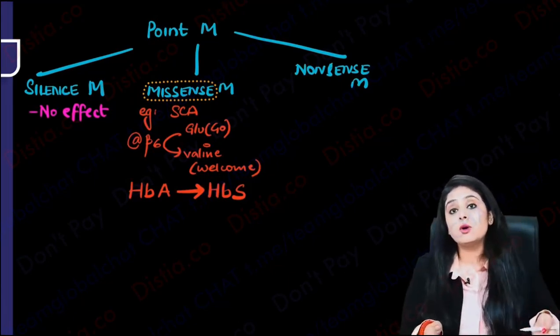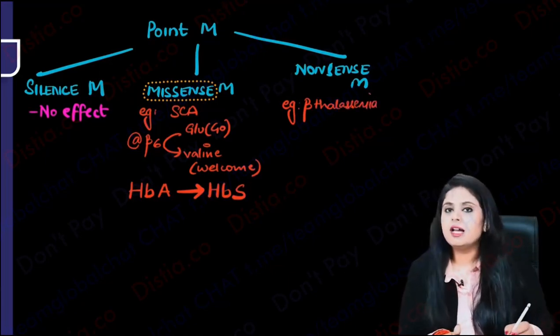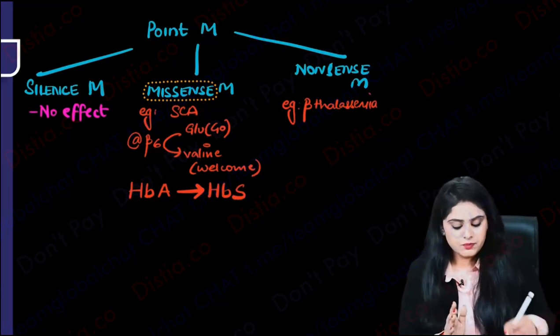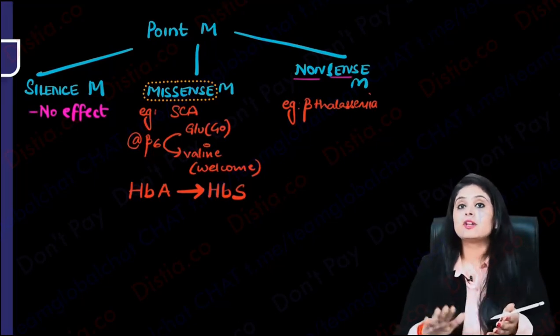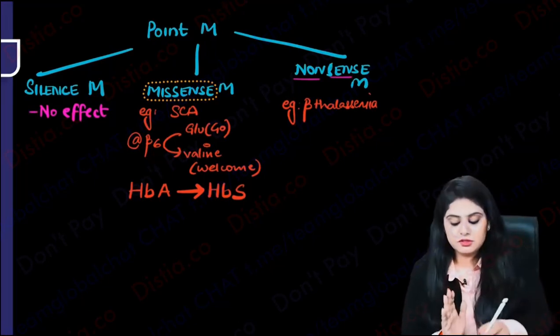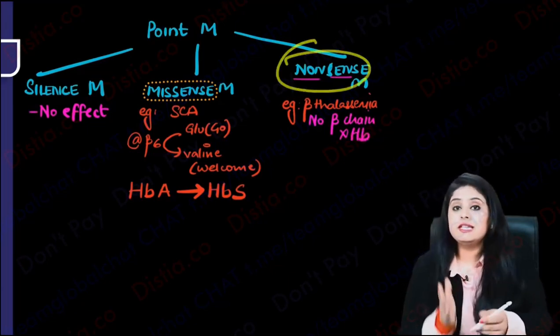Versus if I'm talking about a nonsense mutation, I'm sure everyone has heard of beta thalassemia, a very famous anemia. In beta thalassemia, is there any beta chain production? No, everything has stopped. Nonsense. Hemoglobin production has stopped. See, look at the difference. Over here, there are no beta chains, which means there is no hemoglobin production happening. So over here, everything has stopped.